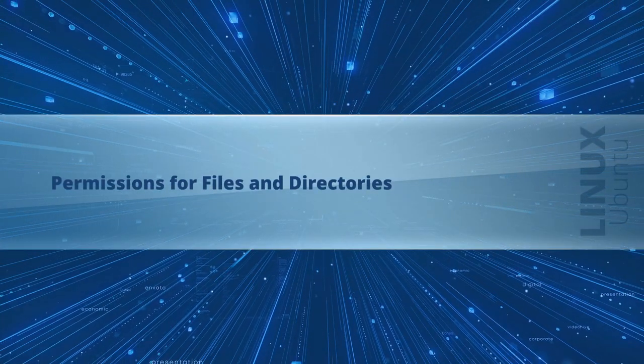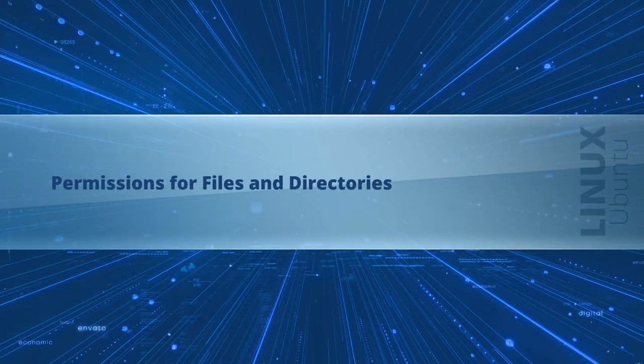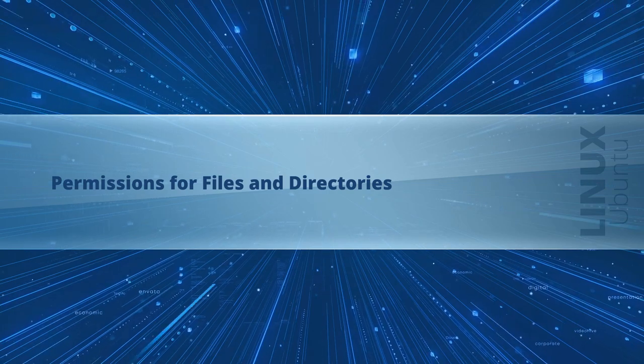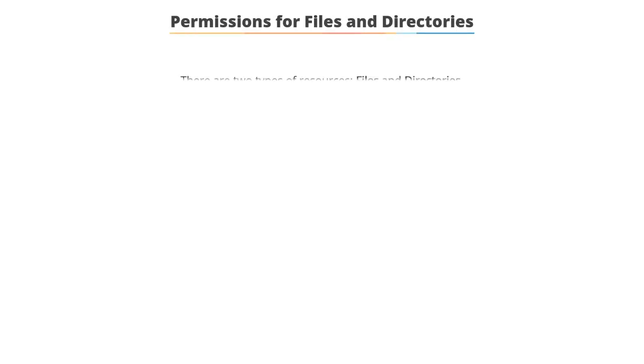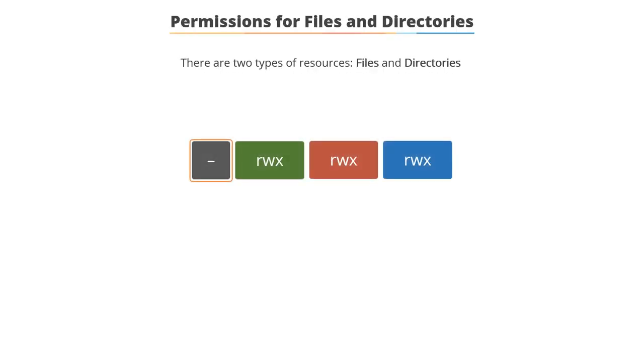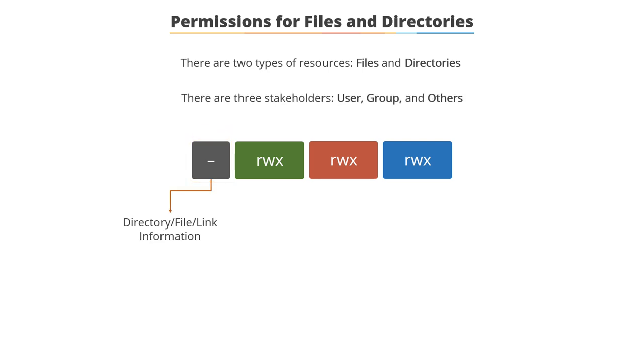This video will help you understand the different permissions given to files and directories in Ubuntu. In Linux, there are primarily two types of resources, files and directories, and there are three stakeholders present. They are user, group, and others. The person who created the file is considered the user or owner, and the set of people who like to access this file frequently is called group, and the remaining set of people forms the others category.